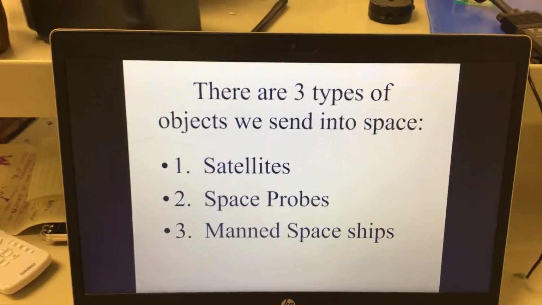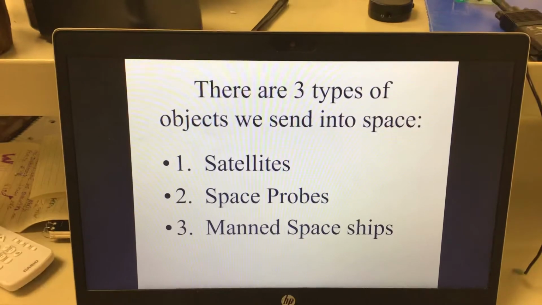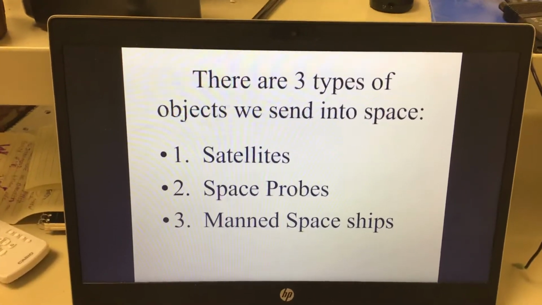So go ahead and write all this down. Three types of objects that we send out into space: satellites, space probes, manned spaceships. If I'm going too fast, you can always pause.